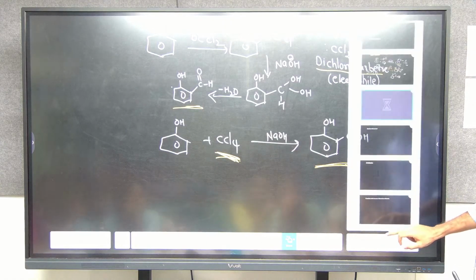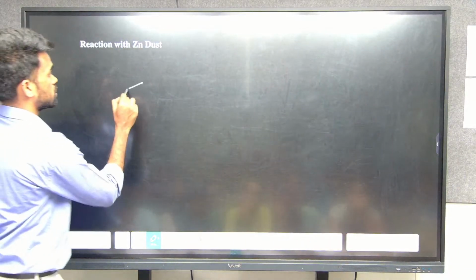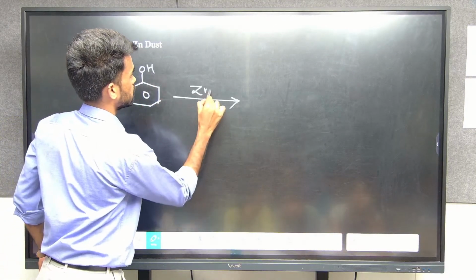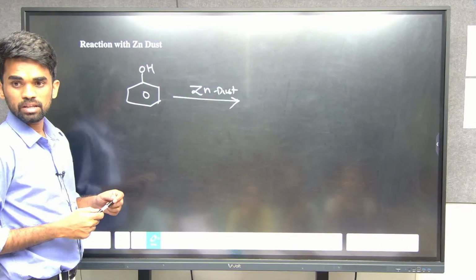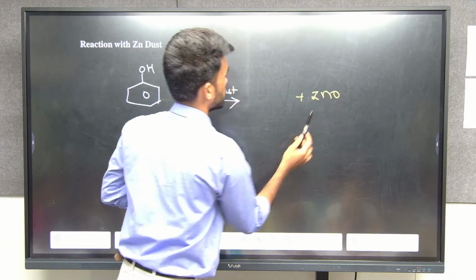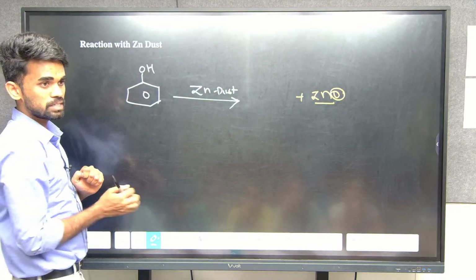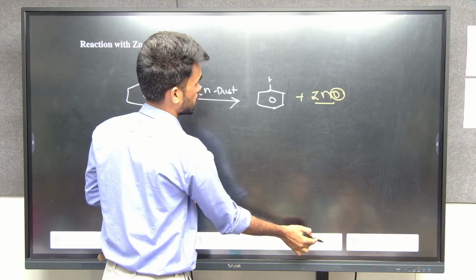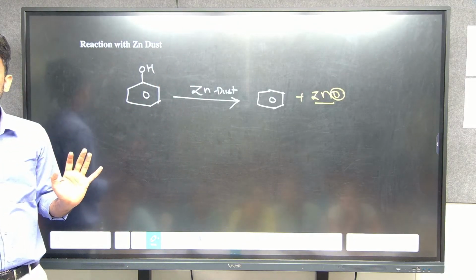Okay. Next one, reaction with zinc dust. Phenol with zinc dust. It means zinc metal, you can say. So now how does this zinc convert? Zinc converts into zinc oxide. So for this what do we require now? Oxygen. Take that oxygen from here. What is the remaining part? Benzene. Like this, that is nothing but simple benzene only. So phenol upon reacting with zinc dust, what will be the product? Benzene.